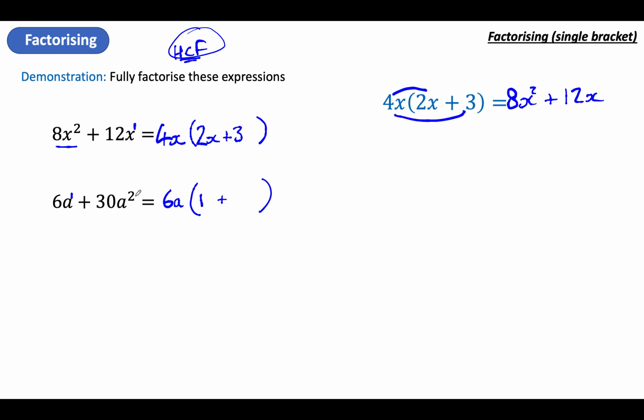Okay, 30a squared. Now I've got 6a, so I'm going to times it by 5 to make 30. 5 times 6 is 30. And I need a squared, and I've only got one of them. I've only got a, essentially to the power of 1, isn't it? I've just got the 1a. So I need to times it by another a to make the a squared. So 6a brackets 1 plus 5a.